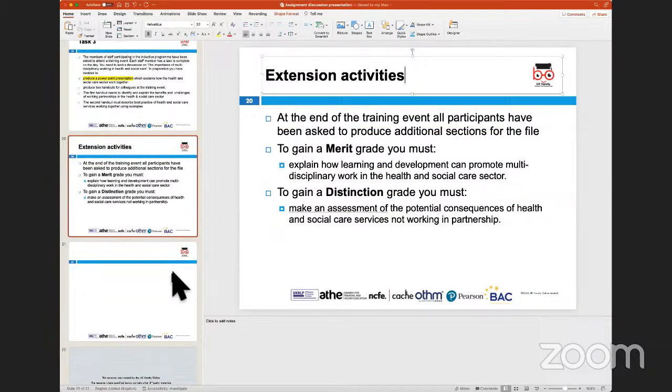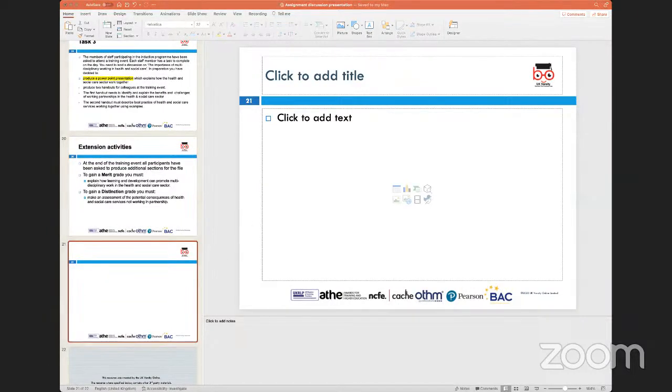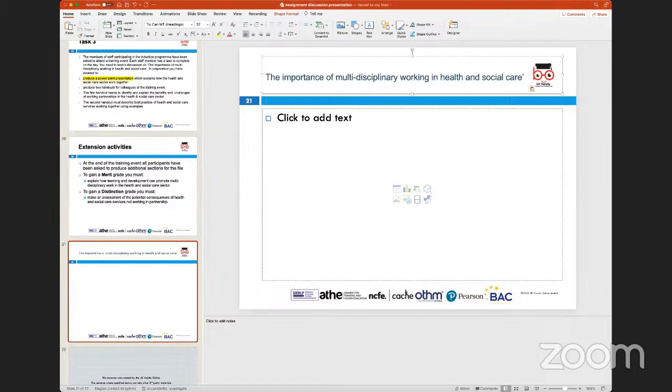Now, when I start doing the first task, what we need to do is produce a PowerPoint presentation which explains the health and social care work sector and the importance of multidisciplinary teams. So what I'm going to do is place that as a heading. This is the bit that I need to produce the first part of the presentation on. What is the importance of multidisciplinary teams?